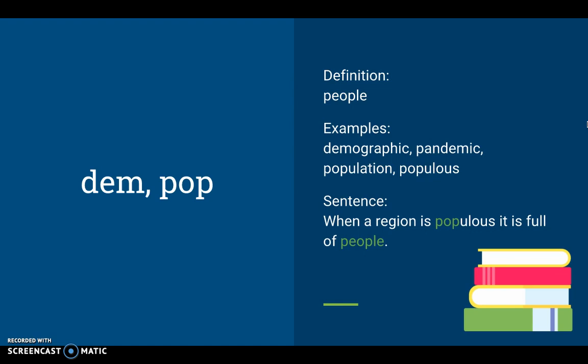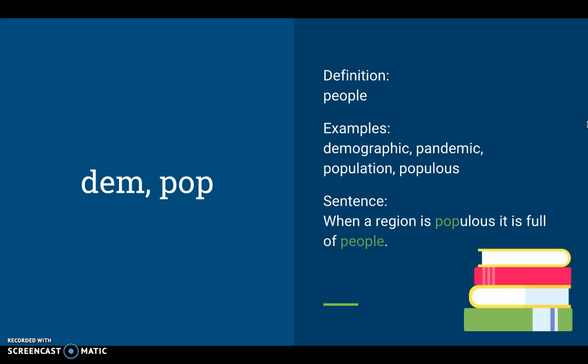Alright, so let's look at one example together. When a region is populous, it is full of people. So we look at our root word, which is pop, and we also see our context clue, people. So we know to plug that in.